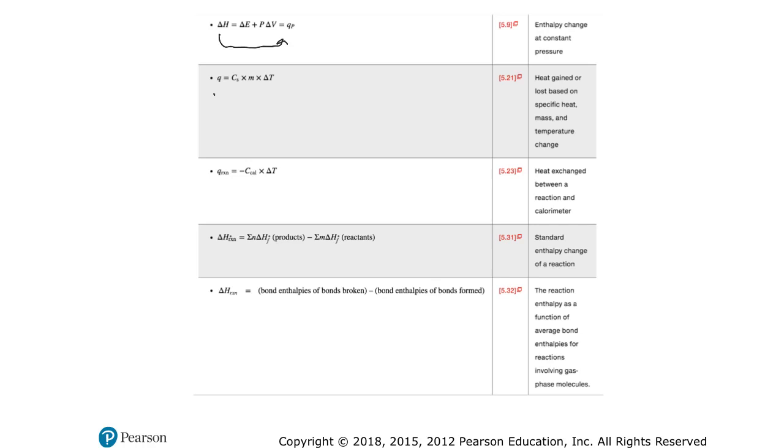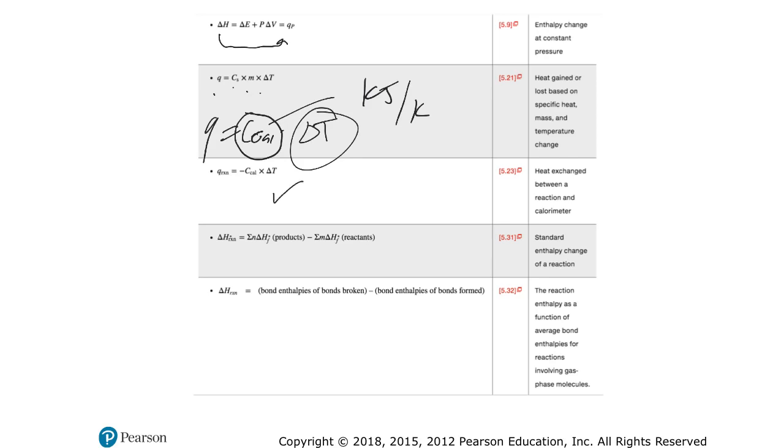Q is equal to m C s delta T, relating specific heat to mass and delta T. You can also write that Q is equal to C cal times delta T whenever you're just talking about an object's heat capacity. So this would be just using the object's heat capacity in units of kJ per Kelvin or degree C, and multiplying by the delta T. Q reaction is negative C cal times delta T. This is our main equation we're using in the bomb calorimeter problems. Products minus reactants for delta H, and then bonds broken in reactants minus bonds formed in products for approximation of delta H using the bond strength approach.